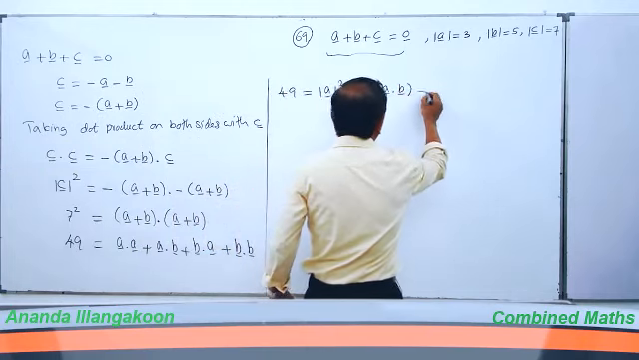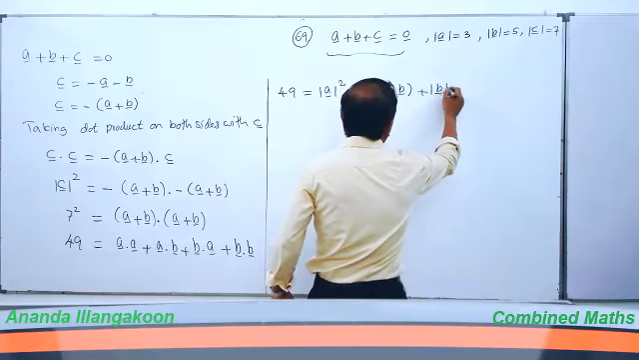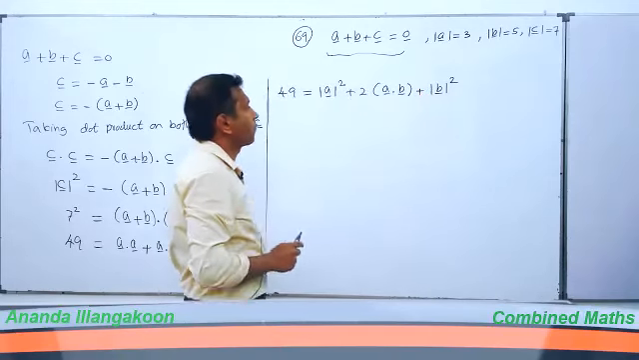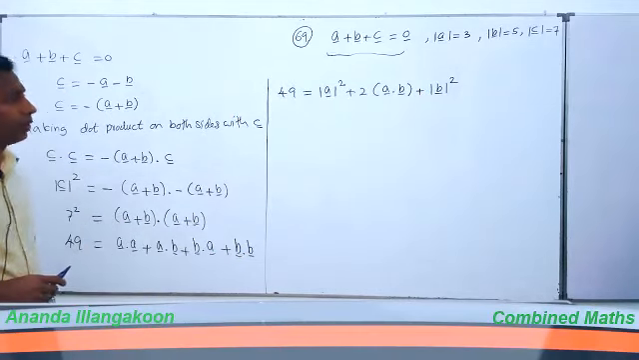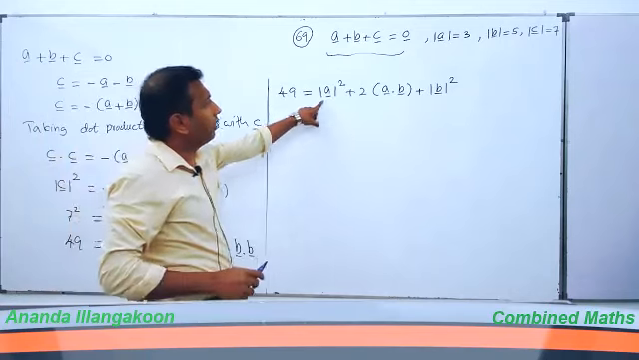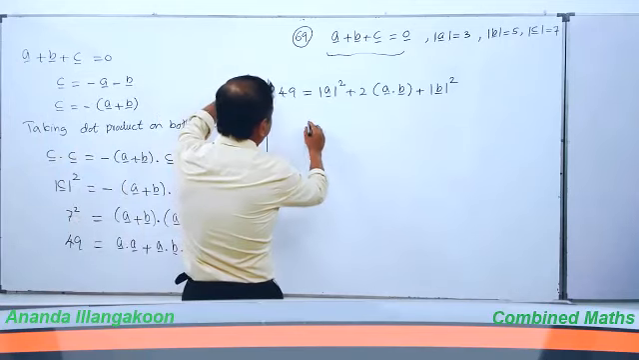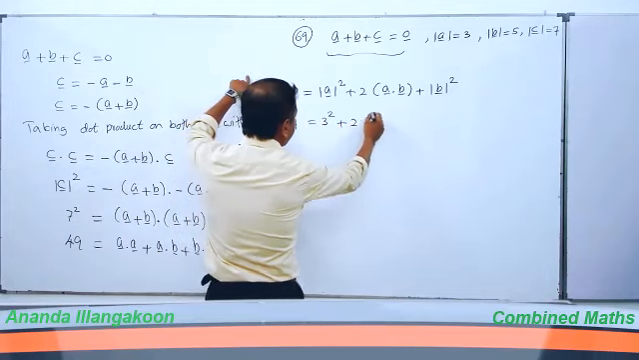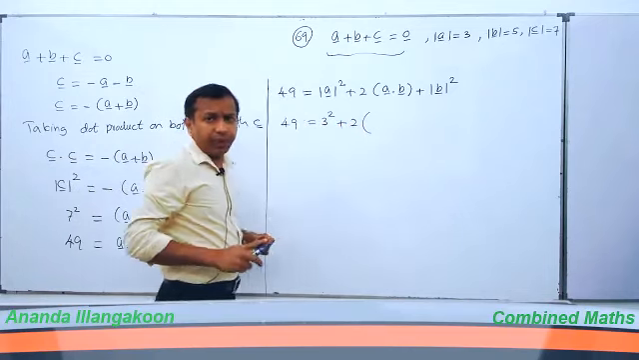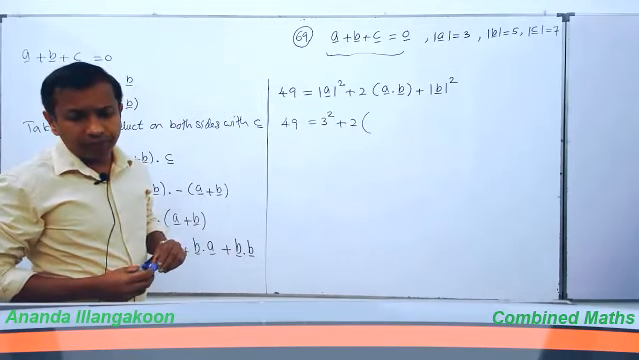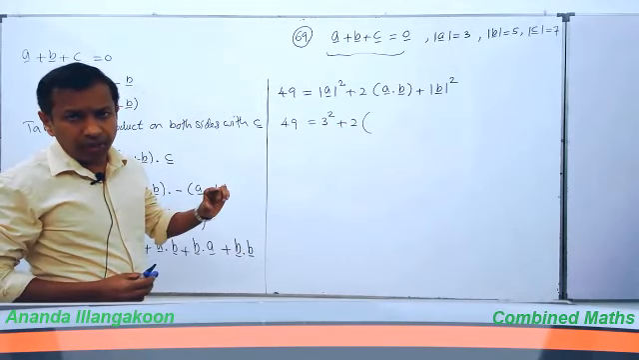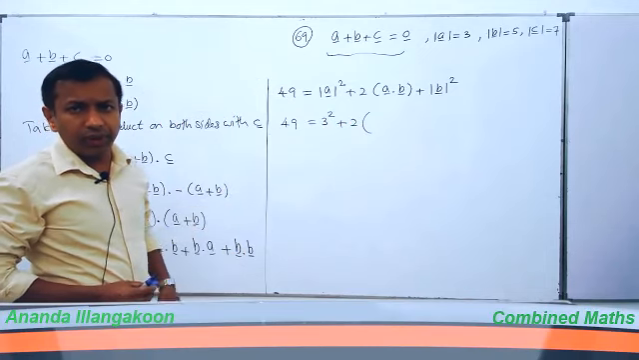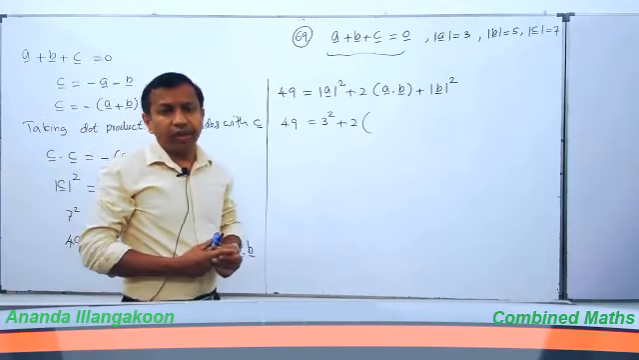And B dot B is mod B perfect square. Mod A squared, mod A means 3, so therefore this is 3 squared. This is 49, 2 times. Tell me how to write A dot B. Mod A times mod B times cos theta, right? What is this theta? The angle between A and B.